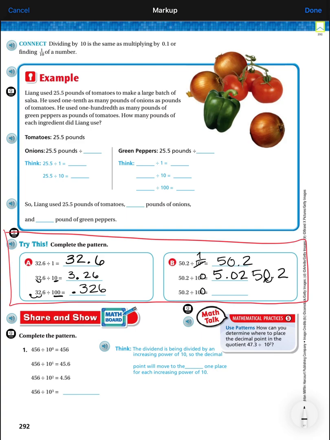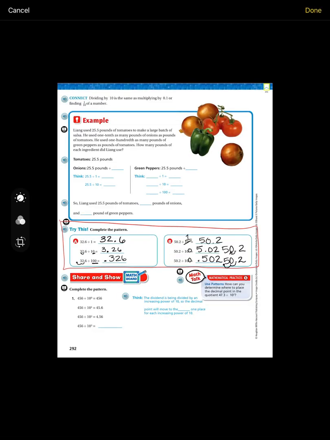50.2 divided by 10 to the second power. That little number 2 tells me where my decimal point's gonna go. So we have, wait for that bell, 50.2, and we move it 1, 2 places, so we now have decimal point 502.